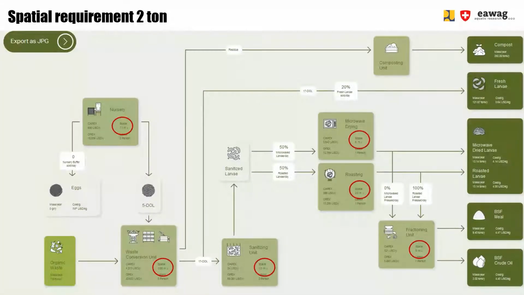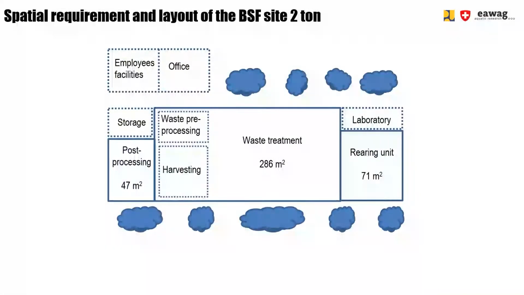Now, when we look at the 2-ton site, we see a space requirement of the nursery of about 71 square meters, a waste conversion space requirement of around 286 square meters, and a post-processing requirement of about 57 square meters. And that results in the following floor plan. Here it becomes clear that the post-processing unit does not scale similar to other units. This is mainly due to the minimum capacity of the equipment required. Even for a lower amount of BSFL produced per day, still the same equipment is required to process the larvae.